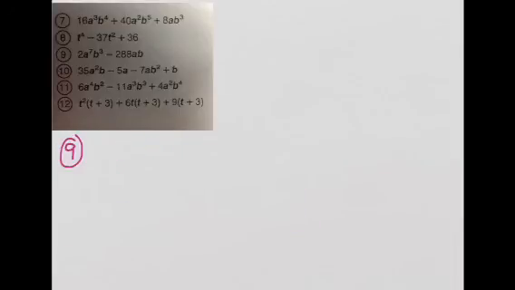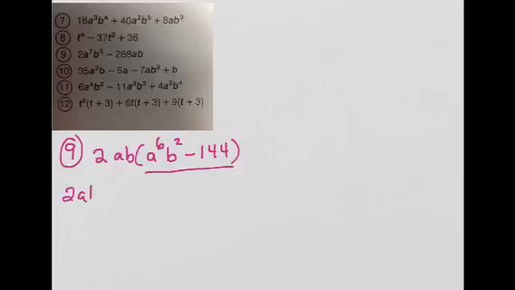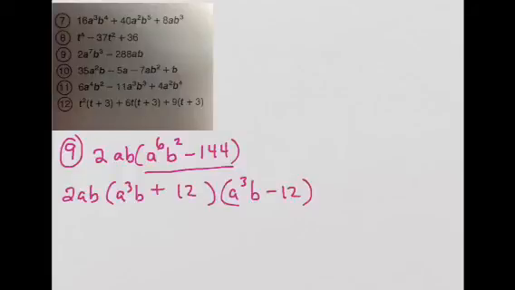So the greatest common factor of number 9 is 2ab. When you factor that out, you get a to the 6th b squared minus 144. Okay, so this is difference of squares. So I'm going to bring down the 2ab and then just set up my two sets of parentheses. The square root of a to the 6th b squared is a to the 3rd b. So I write it in both factors. And the square root of 144 is 12. And then plus, minus. And that's it.